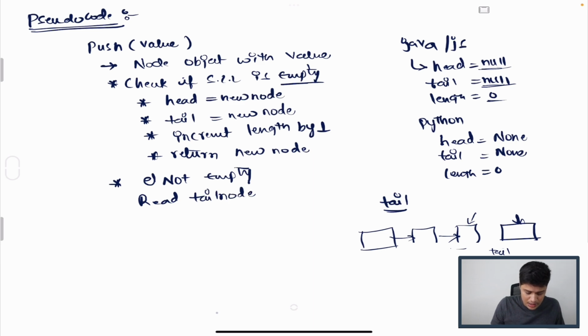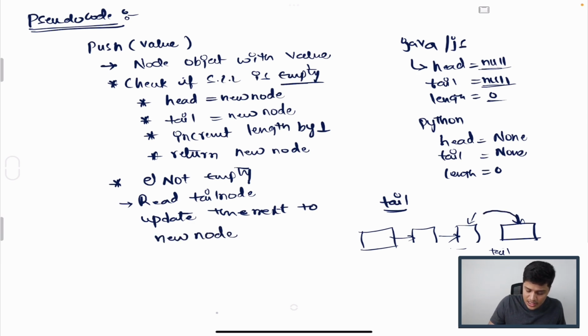In this tail node we will basically update the next to the new node. That means we are adding this object reference into the existing tail node. After updating, we have successfully added the new node into the singly linked list, but the tail node is still pointing to the old last node that we have inside the singly linked list.